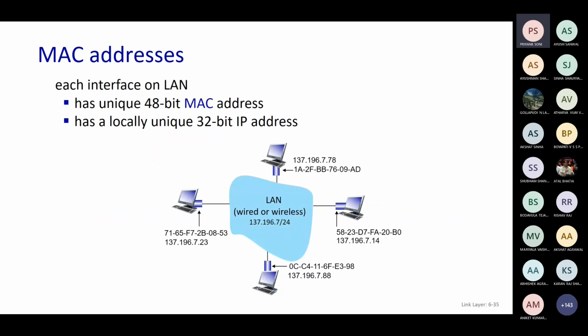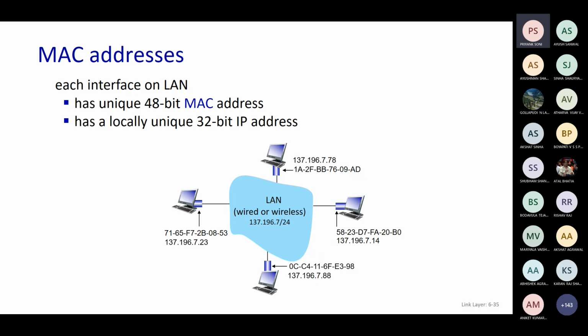Okay, now let's take a look at this. Here we have 4 different hosts, and they are connected. Each interface on this entire LAN is represented with the help of a 32-bit IP address as well as a 48-bit MAC address. This is a unique address.